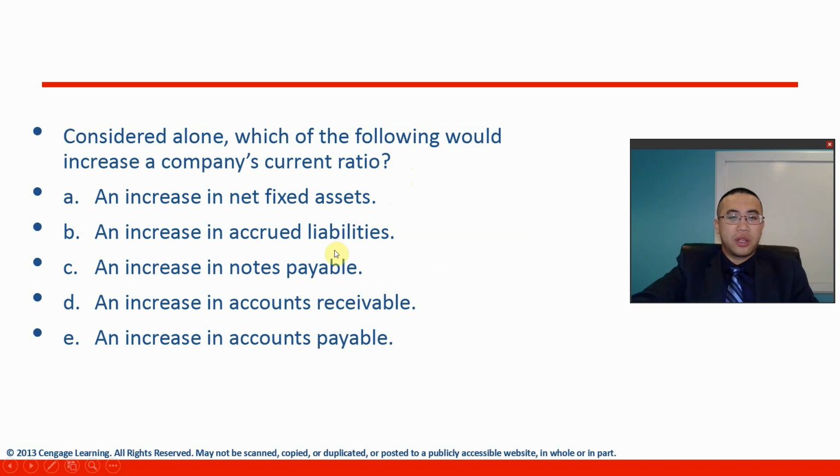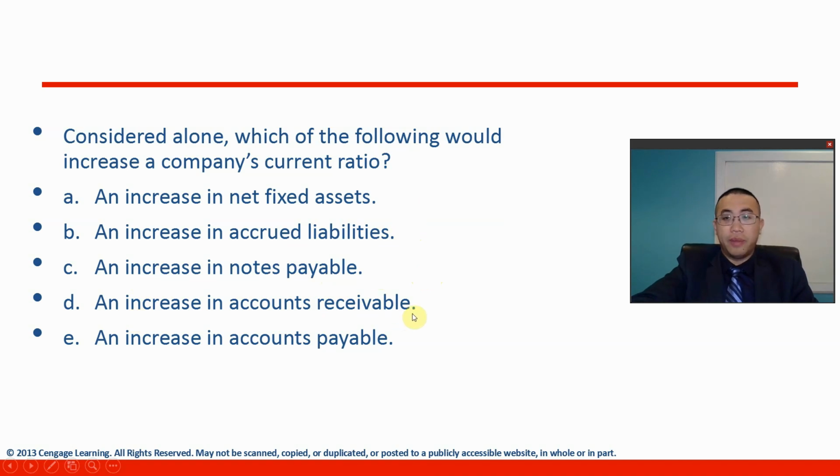B, an increase in accrued liabilities. Accrued liabilities is part of the current liabilities, and an increase of that would enlarge the denominator of the current ratio and make the current ratio go down. So B is incorrect. C, an increase in notes payable. For the same reason as B, it is incorrect because it's going to increase current liabilities and make the current ratio smaller.